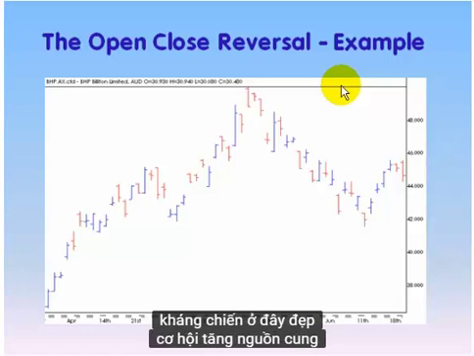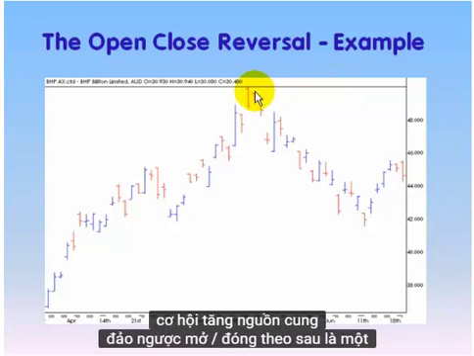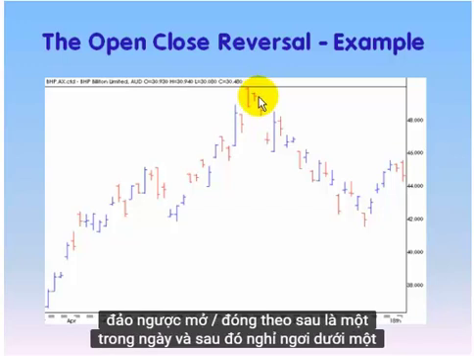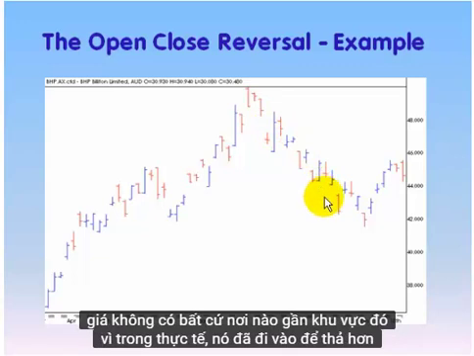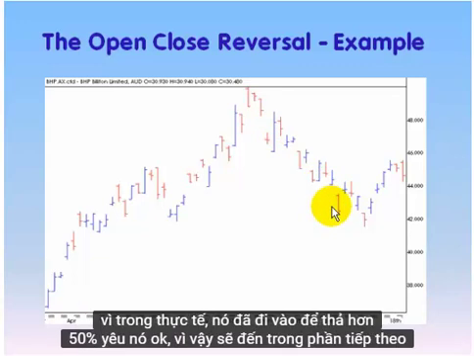A beautiful opportunity for an increase in supply. An open close reversal followed by an inside day and then a break below. The price hasn't got anywhere near that area since. In fact, it went on to drop by over 50%. I love it.